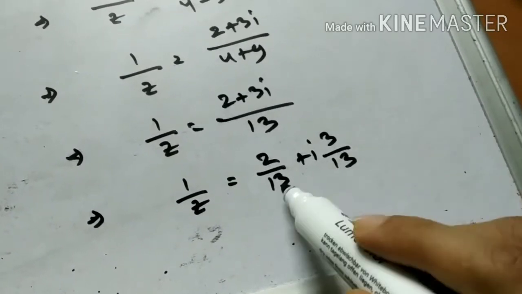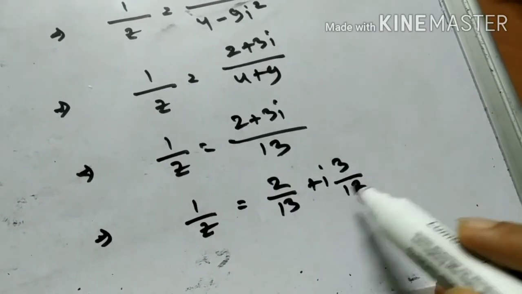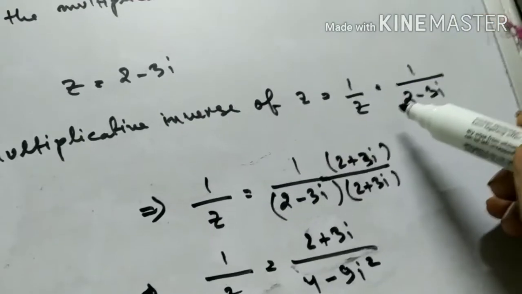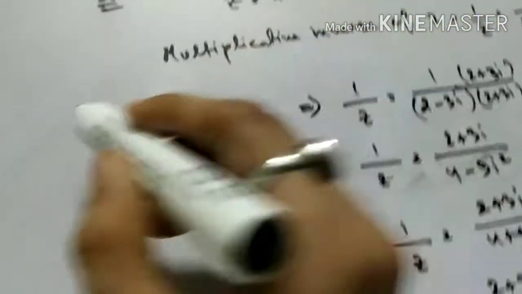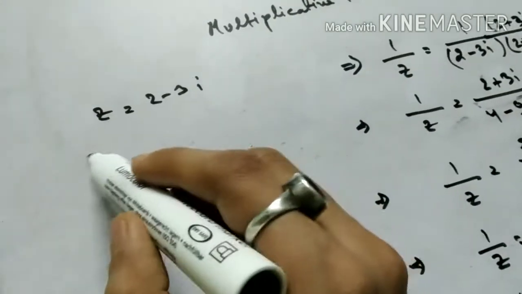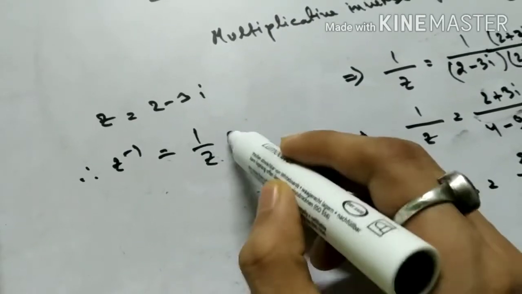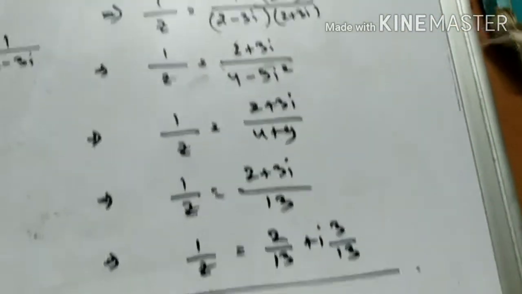I write it in the form a plus ib, so 2 by 13 plus i 3 by 13. This is the multiplicative inverse of Z. Understand? Or you can do it this way also. Z is equal to 2 plus 3i, so therefore Z inverse becomes 1 by Z, which is equal to 1 by 2 minus 3i. You do this in this step, and ultimately you will get this.